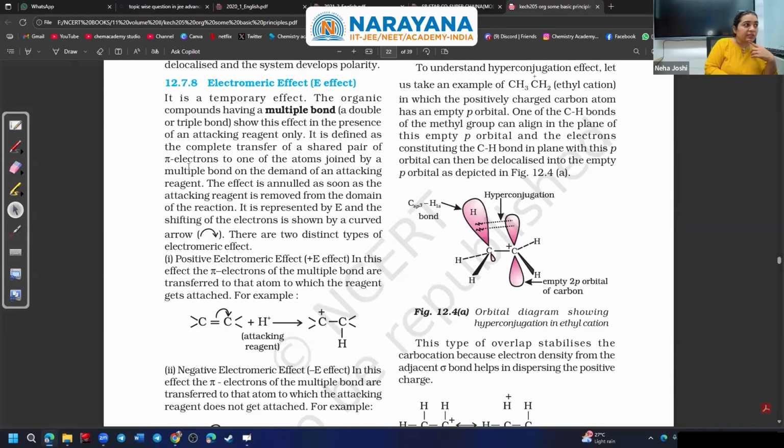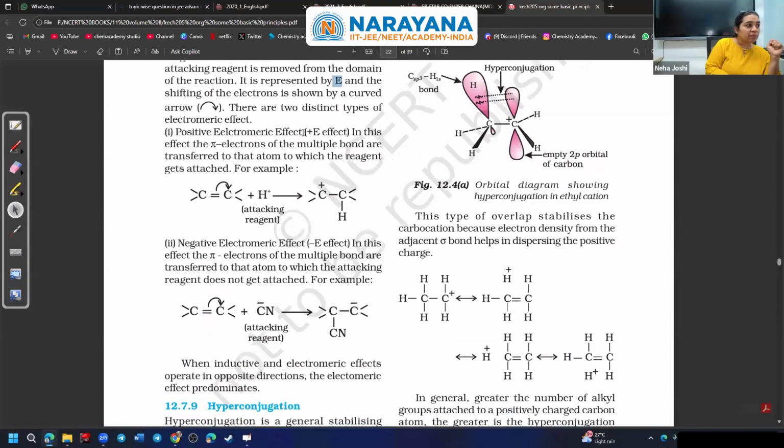attacking reagent. It is defined as a complete transfer of a shared pair of pi electrons to one of the atoms joined by a multiple bond on the demand of an attacking reagent, and the effect is annulled, meaning removed, as soon as the attacking reagent is removed. It is represented by capital E, and the shifting of electrons is shown by such curved arrows. So it is again plus E, because here H plus is giving us a plus E.